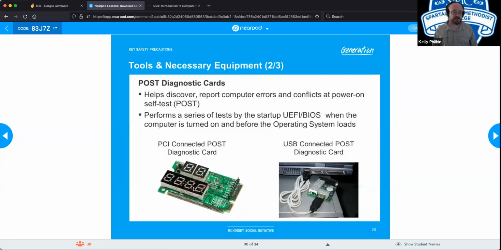Although typically, if you hear the beeps, you just count the beeps and look up the motherboard manufacturer on Google. You'll say, hey, I got 4 beeps, what does that mean? And it will tell you what the beeps mean.